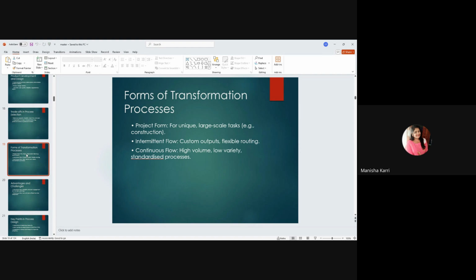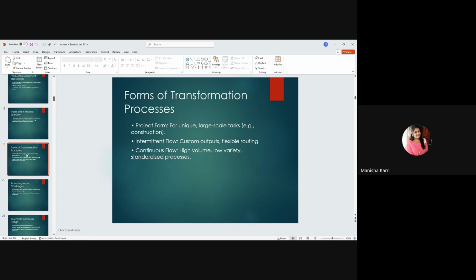So how many forms of transformation processes are there? The first one is project form. It is used for big and one-time jobs. For example, building a house or planning a big event. Each project is very unique and has a clear start and end. So it is used for big projects and one-time jobs.